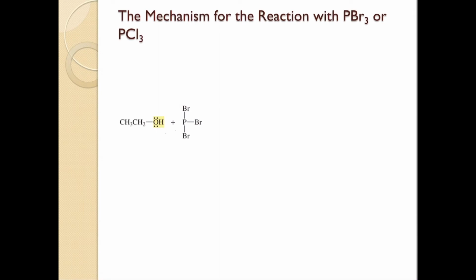Let us now look into the mechanism for the reaction with PBr3 or PCl3. They are going to follow exactly the same mechanism. First, the alcohol, the OH group with its lone pair of electrons, is going to attack the electropositive phosphorus, and one of the bromines is going to leave. Okay, let's draw the structure of the intermediate that's obtained.